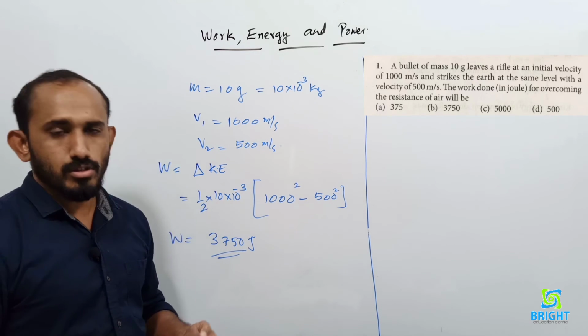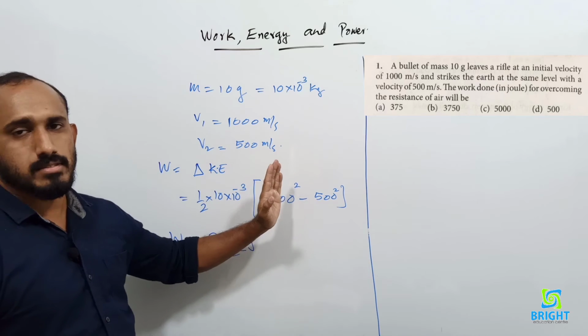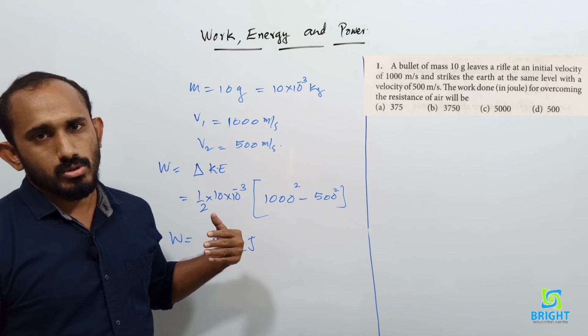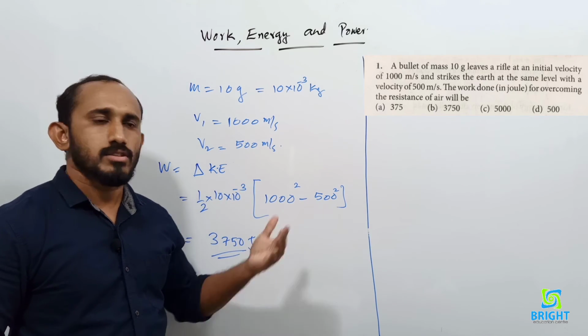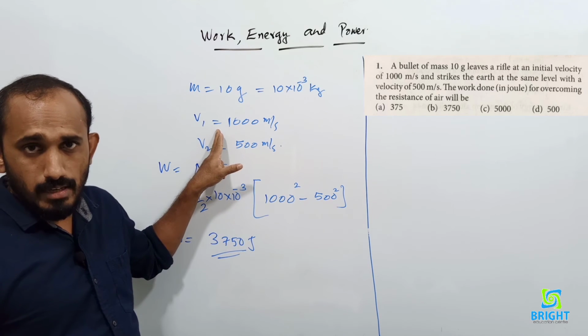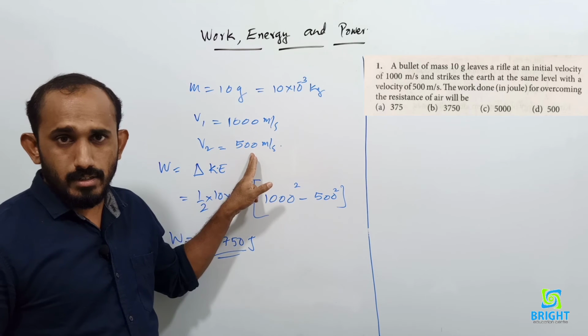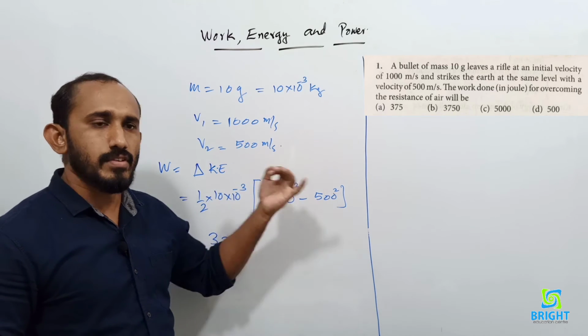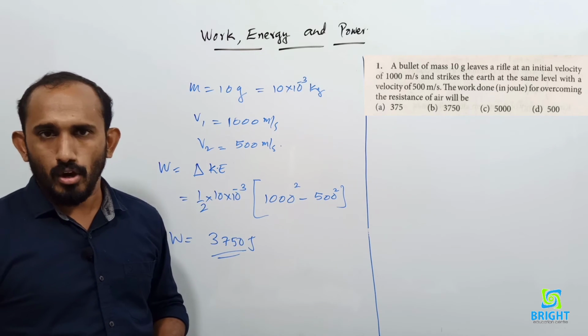So here by reading the question you can get the idea that the air resistance, against that how much work should be done. So there will be change in kinetic energy of the body, because it loses the velocity from 1000 to 500. So kinetic energy changes there. That difference will be equal to the work done. I hope you got it.